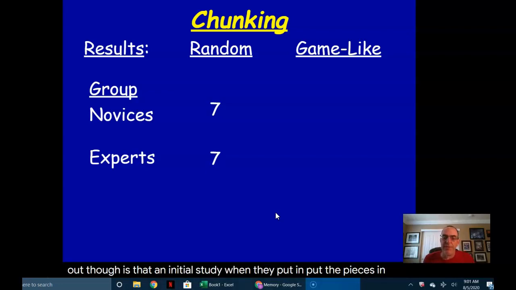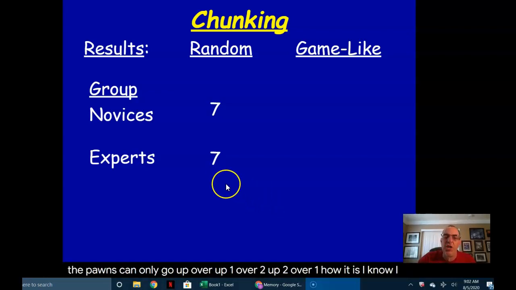And the recall was 7 pieces, which is in the range of 7 plus or minus 2. And the reason for this is that the experts could not chunk. Because when you play chess, there's only certain positions that the pieces can be in. For example, the rooks can only go diagonal or horizontal. The castles can only go vertical or horizontal. The bishops can go diagonal, and then the pawns can only go up 1 over 2, up 2 over 1, however it is. I don't play chess, but anyways. So because they couldn't chunk it, it was not meaningful for them.